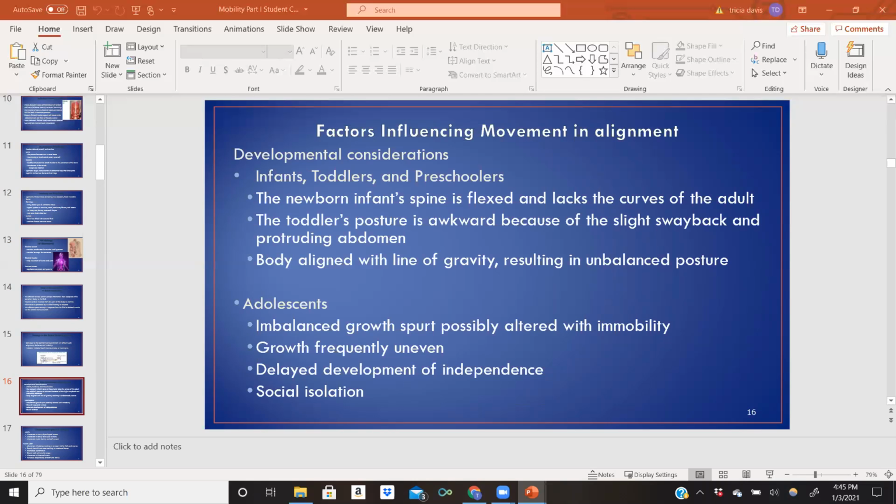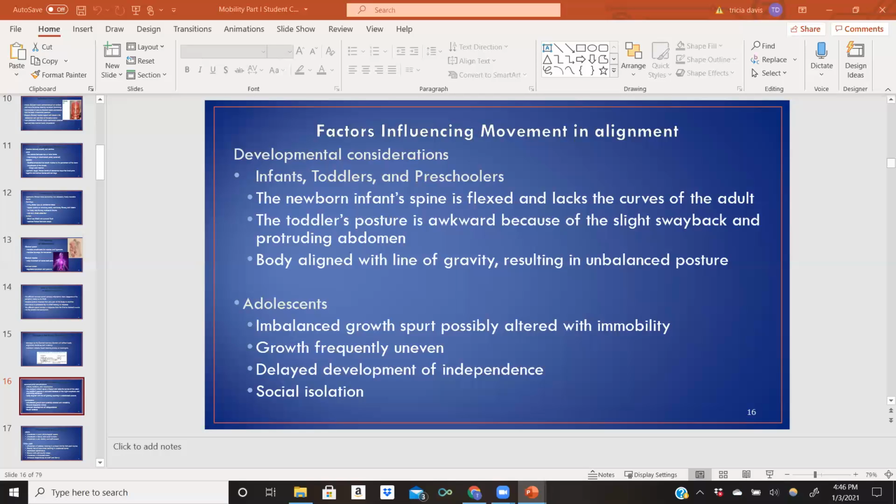So some considerations for infants, toddlers, and preschoolers. The newborn's infant spine is flexed and lacks the curve of the adult. The toddler's posture is awkward because of the slight sway back and the protruding abdomen that they have. I'm sure you've noticed that with some toddlers, the way their little bellies come out, they have cute little bellies. And then their posture is awkward because they go back a little bit because of that little protruding belly.